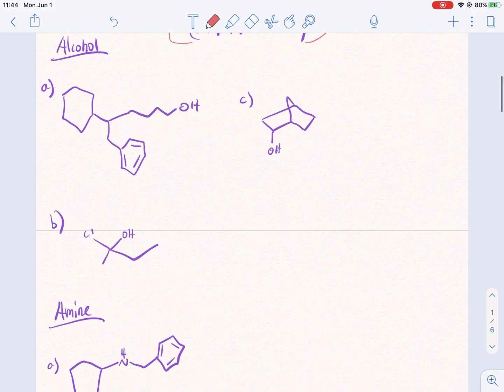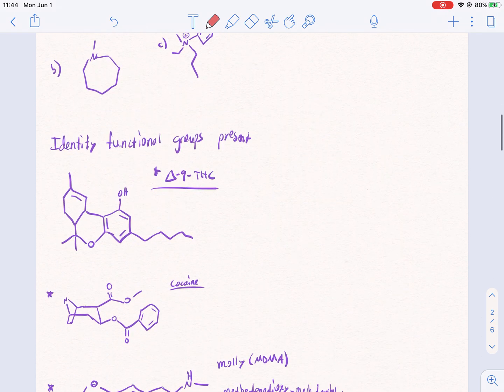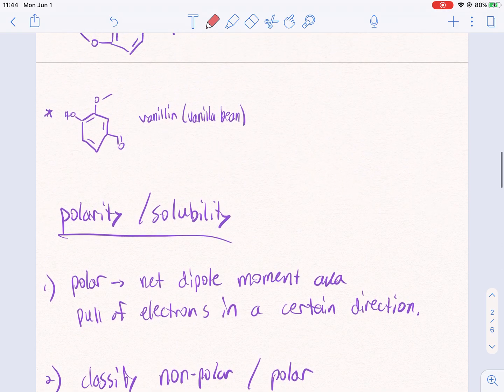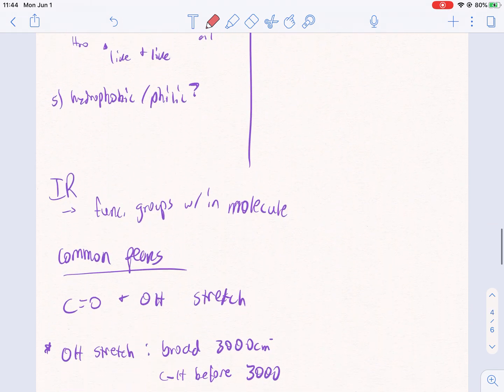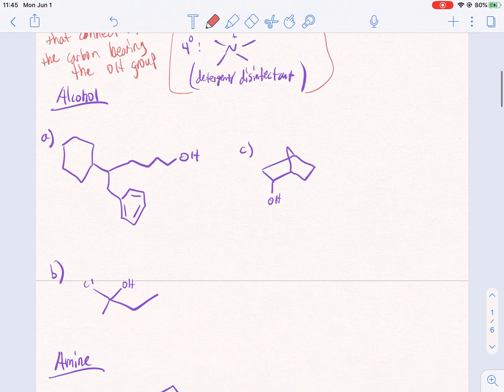Okay, these are problems that you can do. I'm going to do like one of each. And then we'll get into polarity, solubility, and a couple other things. But pause the video and see how many you can do.